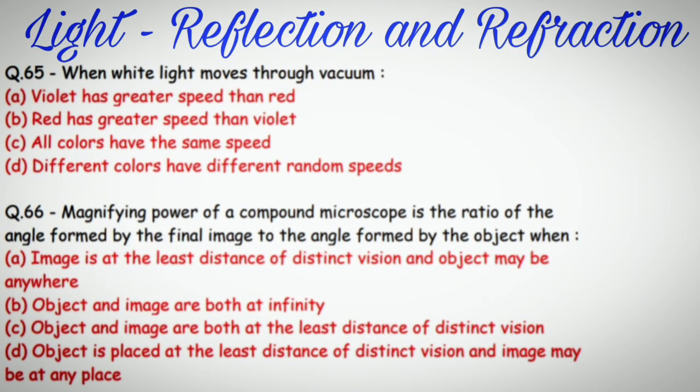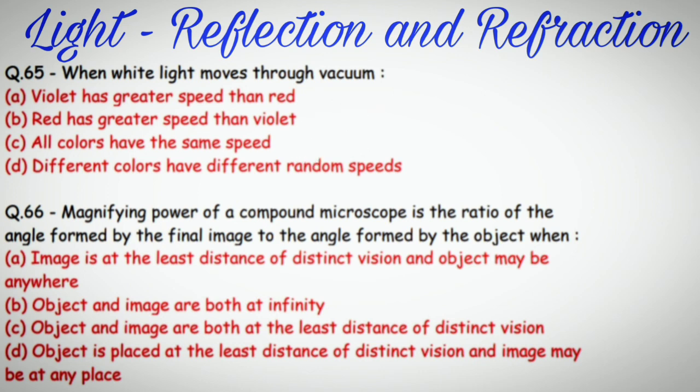Next question comes here. When light moves through vacuum, option A violet has greater speed than red, option B red has greater speed than violet, option C all colors have the same speed, option D different colors have different random speed. And the correct answer is all colors have the same speed.